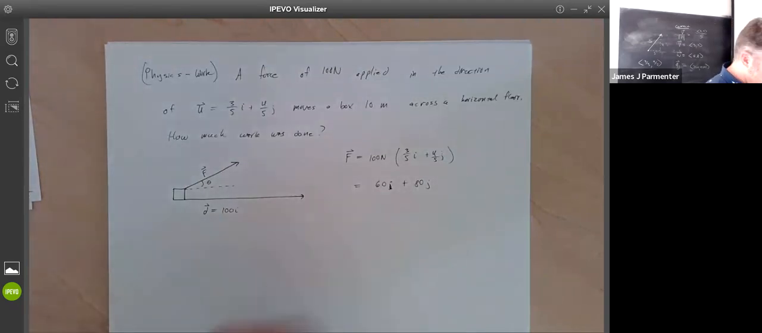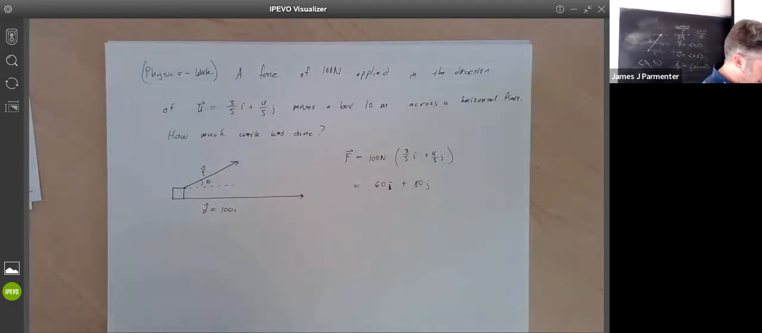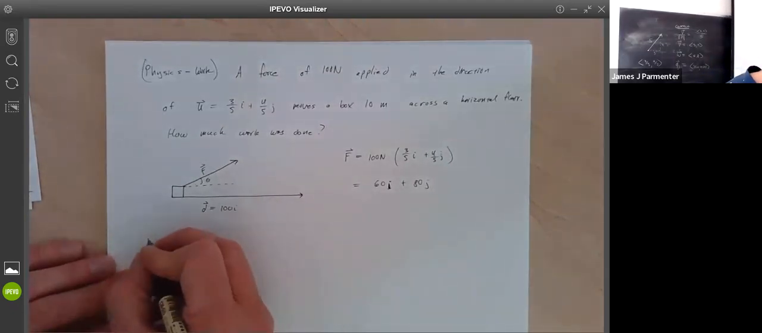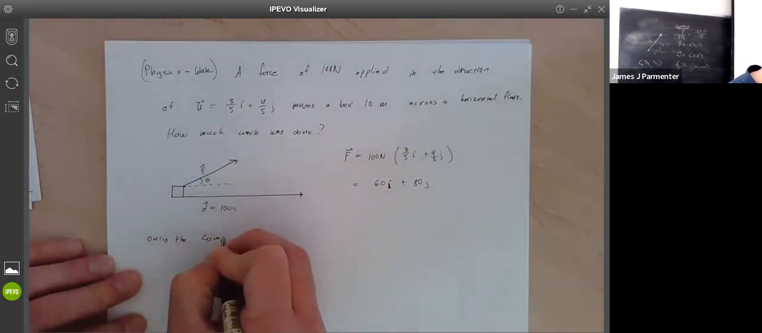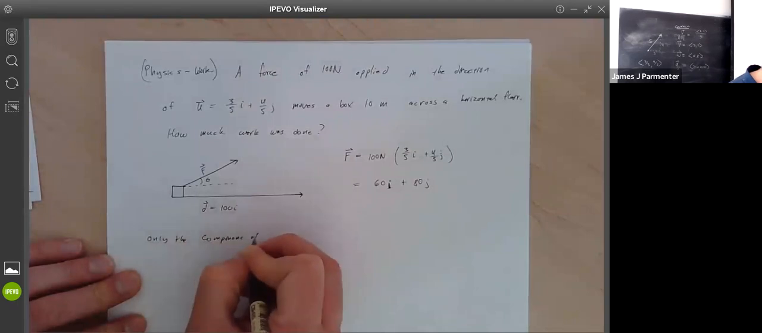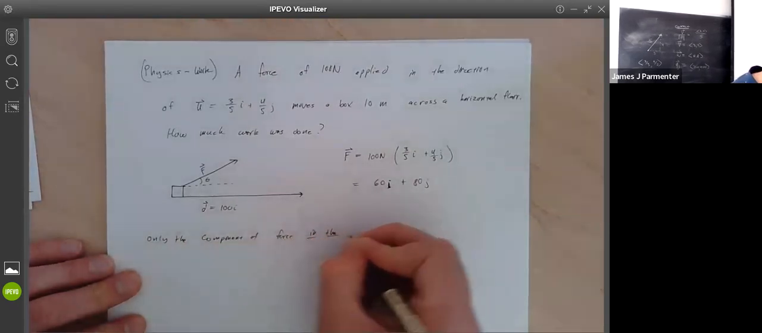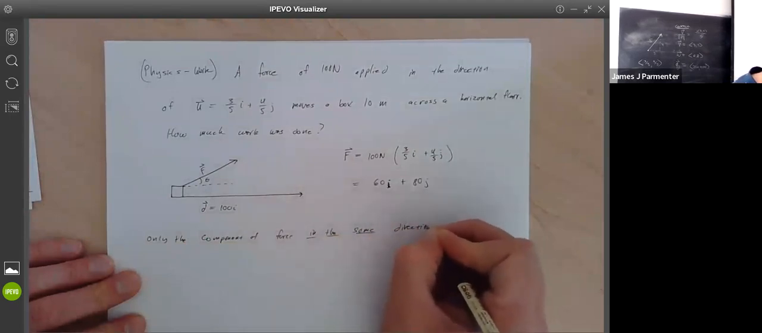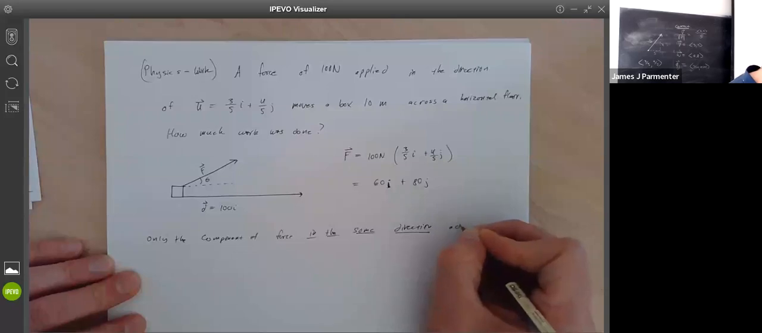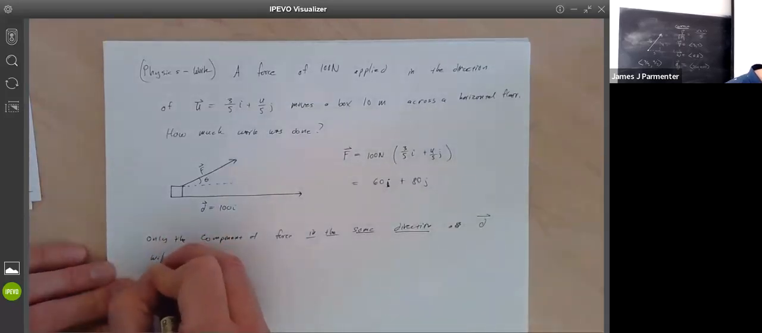Essentially, what we're trying to do, in fact, let me write that. I get in this bad habit sometimes of saying words and then not writing them down. So let me write them down. So only the component of force in the same direction as D will contribute to work.